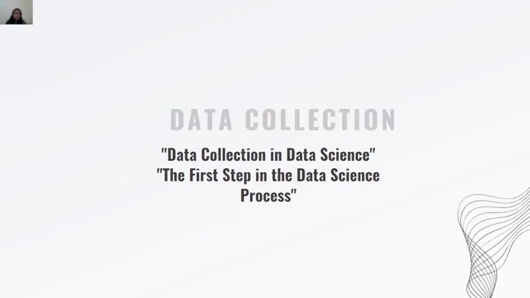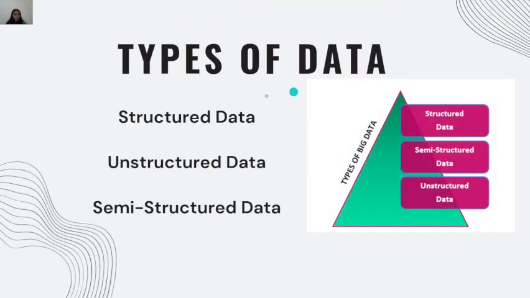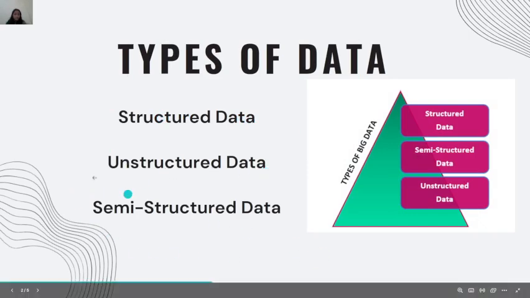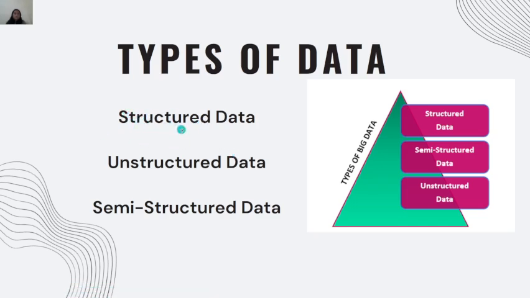Okay, so we have types of data. That is structured data, unstructured data, and semi-structured data. So what is structured data? Structured data is highly organized, like data in an Excel sheet, spreadsheet, or SQL database. Okay, it is easy to analyze because everything is in neat rows and columns.